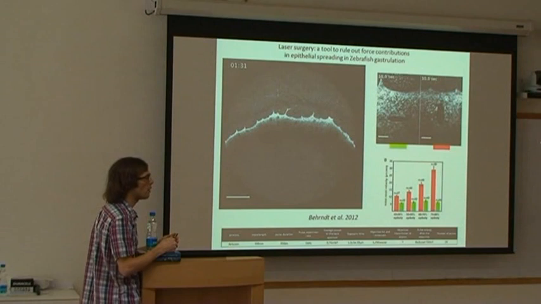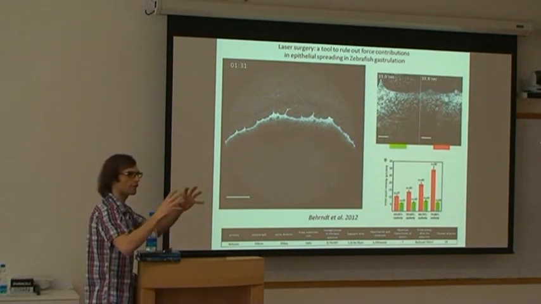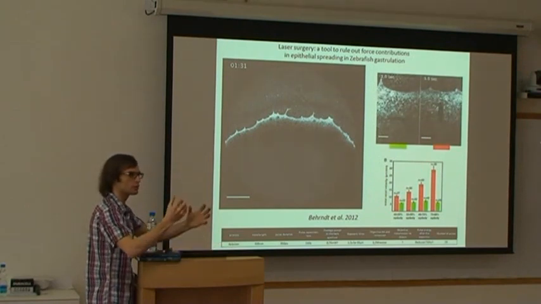If we think of, for example, Manuel Thery's experiments, he creates a meshwork of actin on a petri dish, and then he puts myosin.